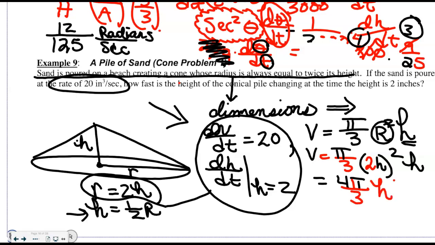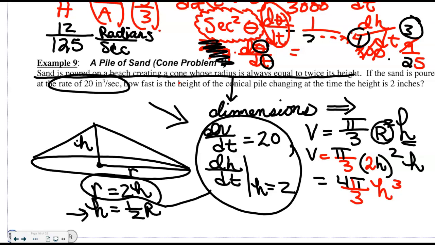H cubed. I still have not done any calculus, which is kind of weird because there's a lot on the board. Now I'm going to pour the sand. What do I mean when I say that? I'm going to start the what? Calculus. I'm going to take a derivative of both sides, and now it only has one variable.